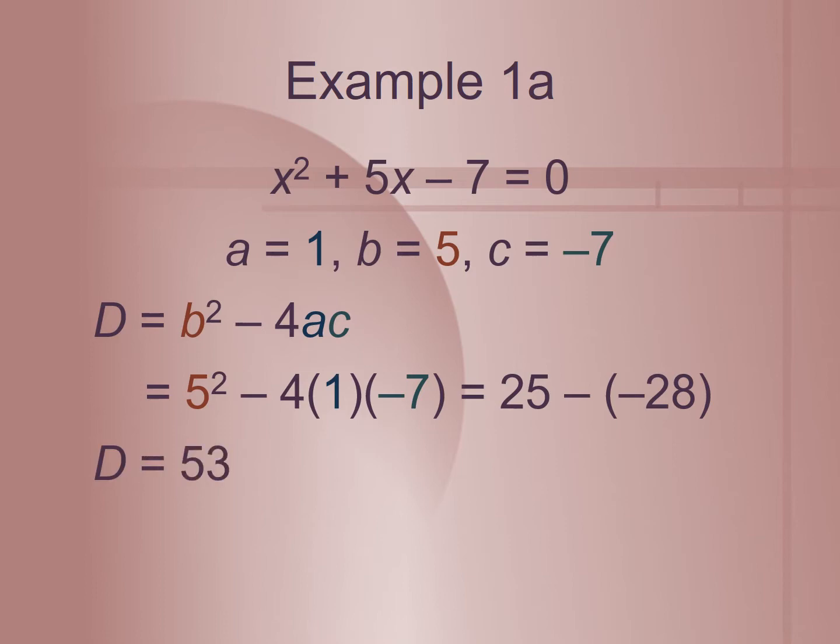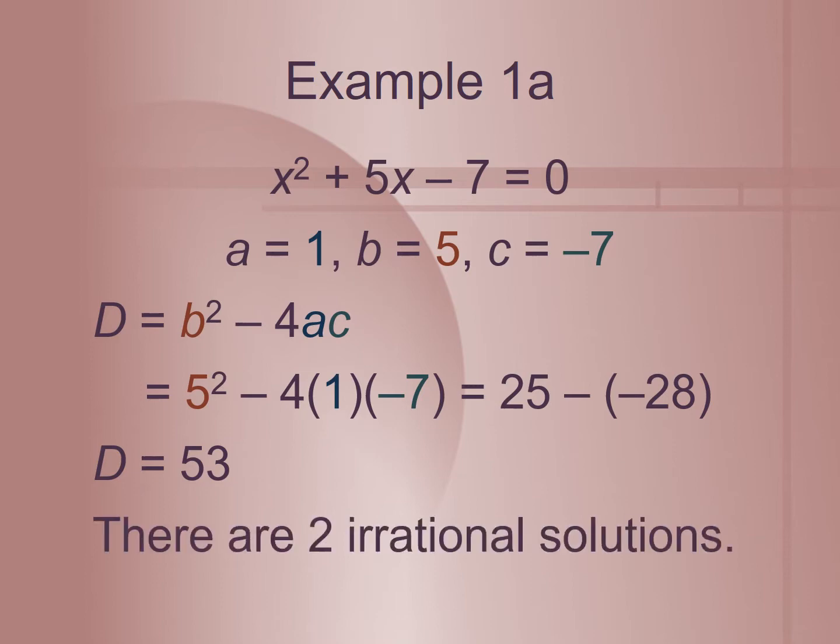So 53 is not a perfect square, but it is greater than 0, which means I'm going to have two solutions, but they will be irrational solutions.